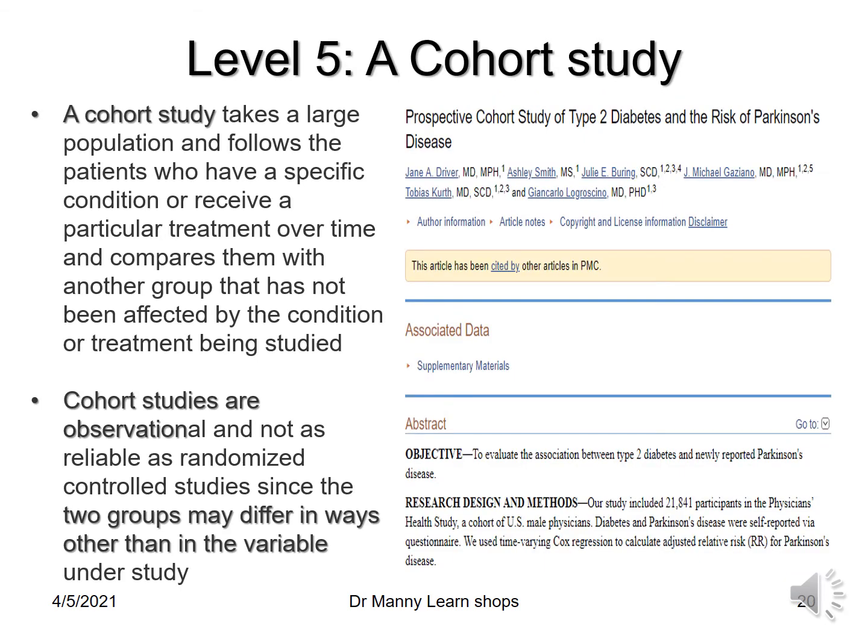Level 5 is a cohort study, and this takes into consideration a large population and follows the patients who have got a specific condition or receive a particular treatment over a period of time and compares them with another group that hasn't. They haven't been affected by the condition, or the treatment being studied is not provided. Cohort studies are observational and not as reliable as a randomized controlled study, since the two groups may differ in ways other than the specific variable being studied.